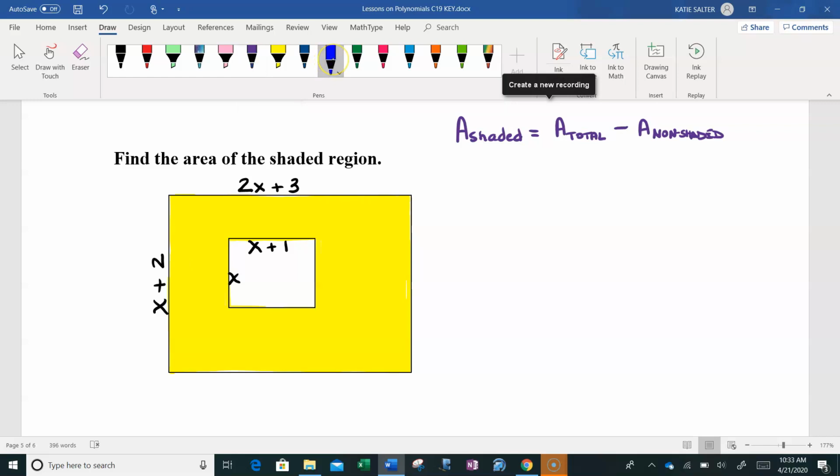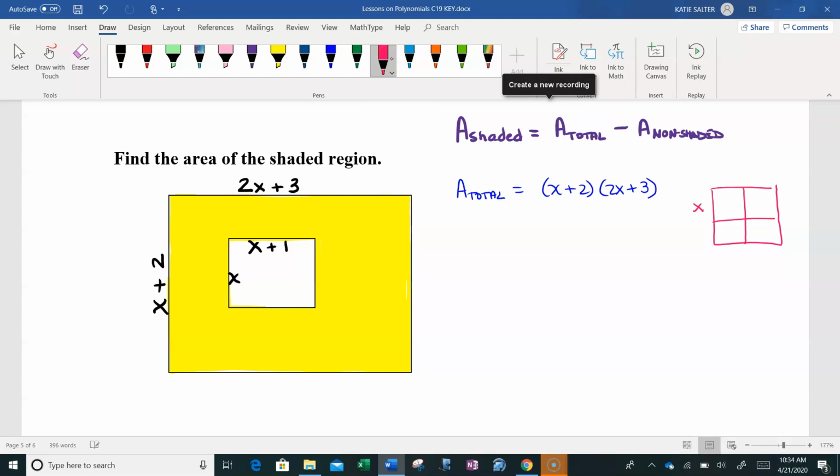To get the total area, or the big area, we're going to multiply x plus 2 times 2x plus 3. At this point, you have to decide what is the best method for you. Do you like the box method? Do you like the distributive method? Or do you like the FOIL method? Whatever works for you, that's the method you should use. I'm going to do the box method for this one.